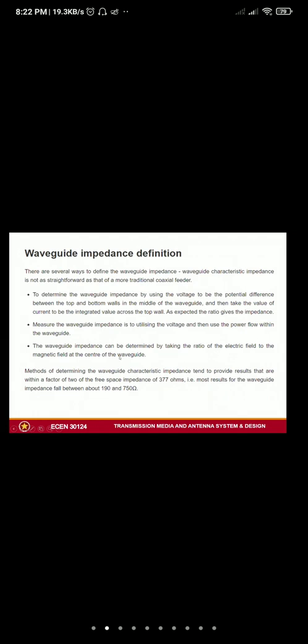It can also be determined by taking the ratio of the electric field to the magnetic field at the center of the waveguide, wherein we all know that the ratio is also the impedance. So that is the main difference from transline. The impedance is a factor of 2 of the free space impedance, a factor of 2 lower and a factor of 2 higher. That is why its range is from 190 to 750 ohms. That's the usual range of waveguide impedance.